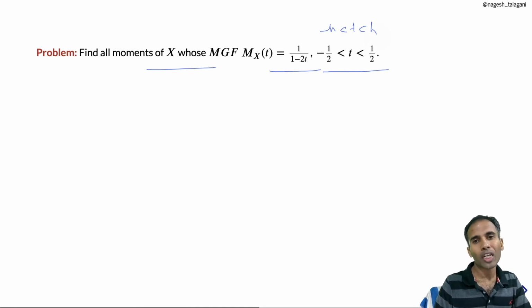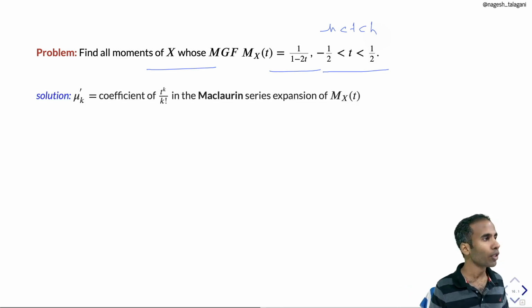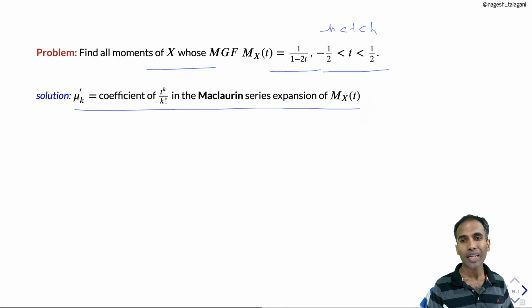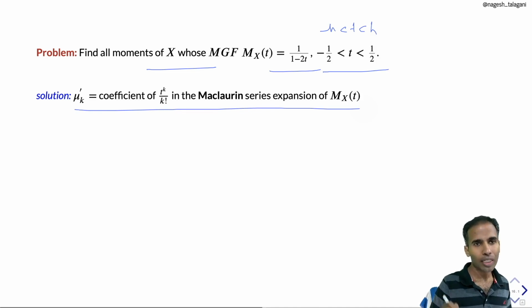I told you that if you want to get hold of all moments, you try to write down the Maclaurin series expansion for the given MGF and you read off the coefficient of t to the power of k by k factorial as mu_k dash. So we know that mu_k dash is the coefficient of t to the power k by k factorial in the Maclaurin series expansion of the MGF, right? First we want to write down the Maclaurin series expansion for the given MGF.